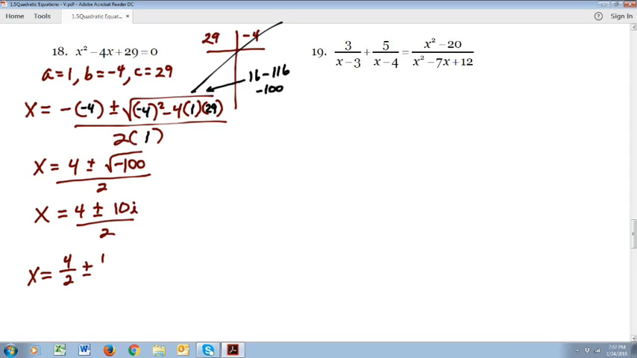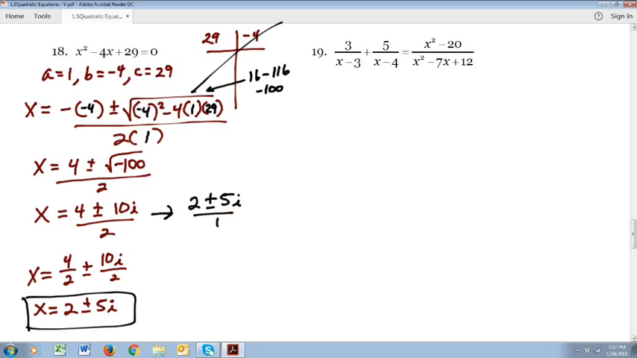We can break this into two fractions, 4 over 2 plus or minus 10i over 2. Of course, 4 over 2 is 2, and 10i over 2 is 5i. Now, again, there's a shortcut you can take when all of your terms are divisible by a common factor. We can just divide all of those terms by 2, and this is the same answer. We don't need the 1 in the denominator. All right, let's move on to number 19.